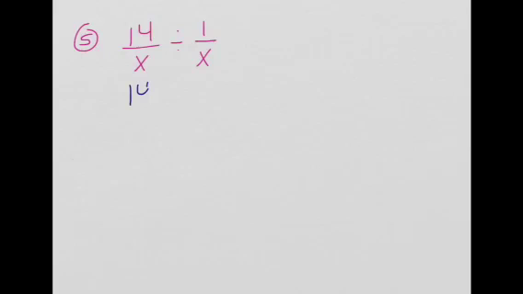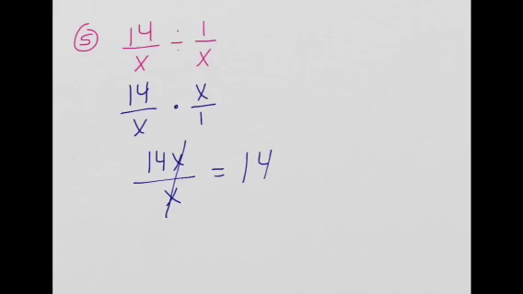This is going to be 14 over x times x over 1, which is going to be 14 x over x. And now I ask, where do I have more x's? I don't, so they cancel out. So the answer is going to be 14.